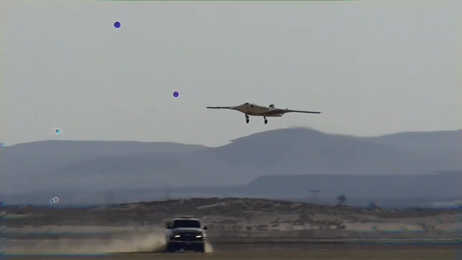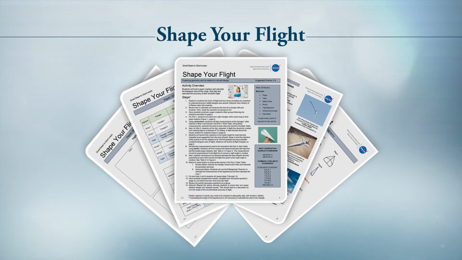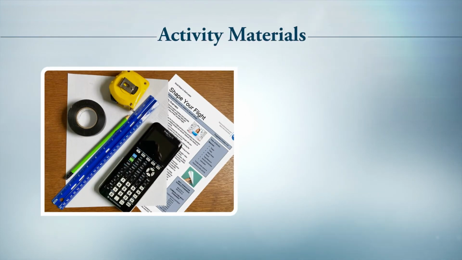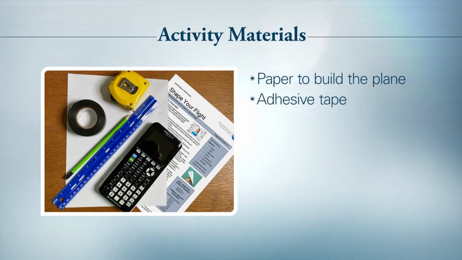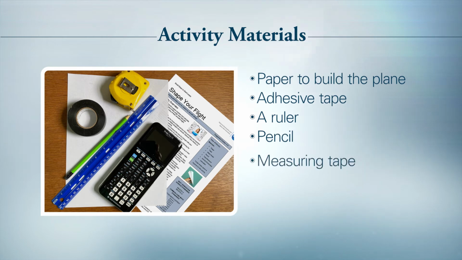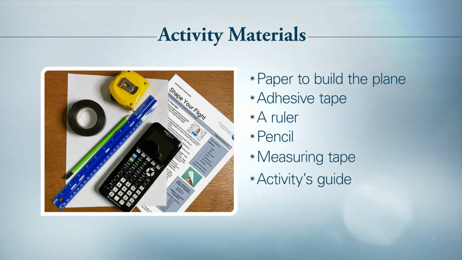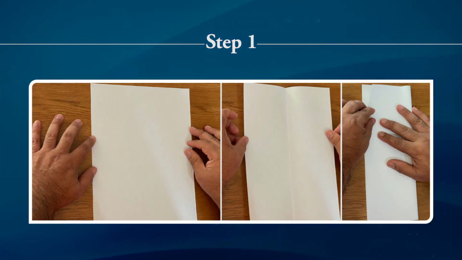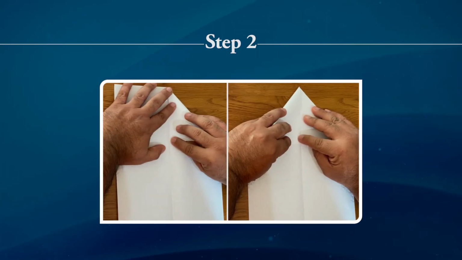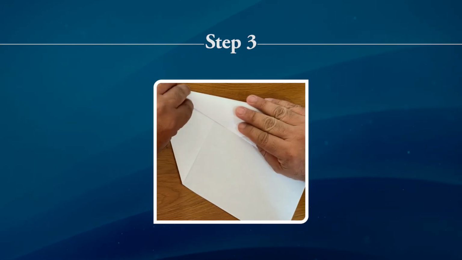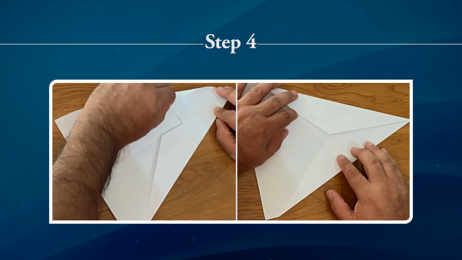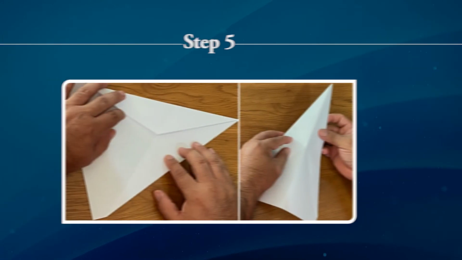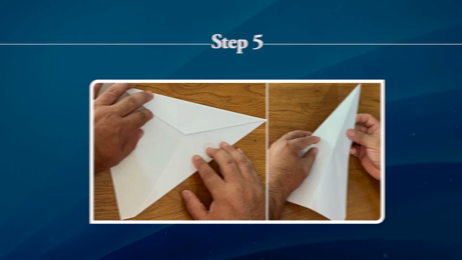To analyze whether the hypothesis of the airplane's trajectory was correct, I invite you to perform the activity Shape Your Flight. You will need the guide for the Shape Your Flight activity. The materials to be used are paper to create the plane, adhesive tape to mark the takeoff point, a ruler, a pencil, measuring tape, the activity sheet, and a calculator. Remember that the objectives are to build a paper airplane and calculate the area of the triangular wings and the accuracy of the flight. To build your paper airplane, I suggest you follow the instructions on page 5 of this activity.